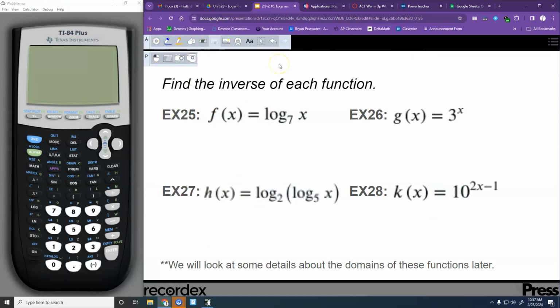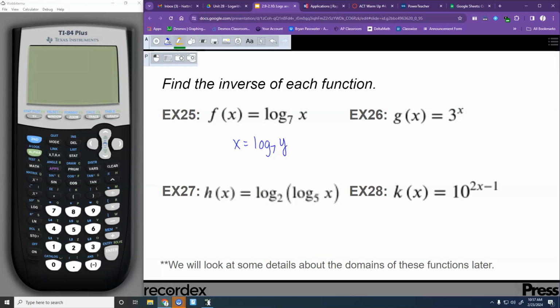The directions for finding inverses are the exact same as they were for all the other inverses that we have done, right? So if we're finding an inverse algebraically, what do we do first? Switch your x and y's. So where this is our y, we will switch it and we'll have x equals log base 7 of y.